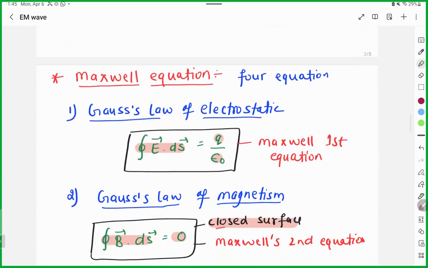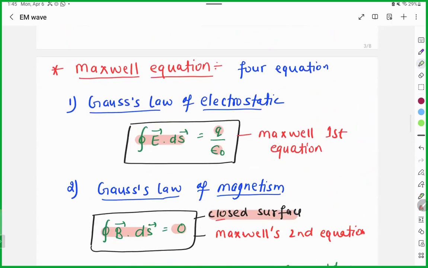Next, Maxwell's equations. Maxwell gave different equations to compile all the chapters you have studied so far, for example electrostatics, current electricity, magnetism, electromagnetic induction. We will compile all of these and conclude some important formulas. For example, Gauss's law of electrostatics. This is Gauss's law: the integration of E dot ds will be equal to charge by epsilon. Correct. Now we are calling it Maxwell's first equation.